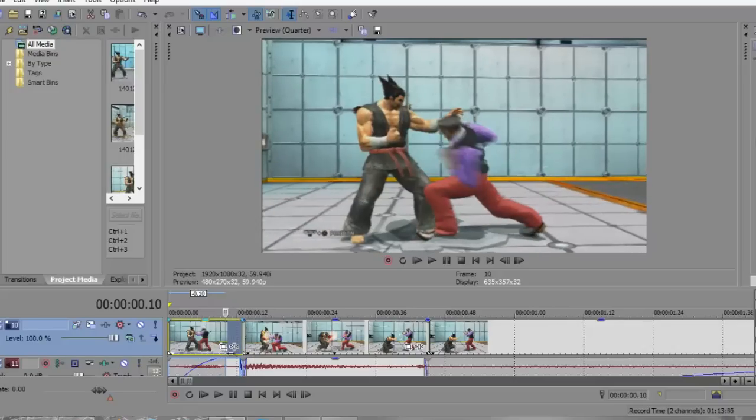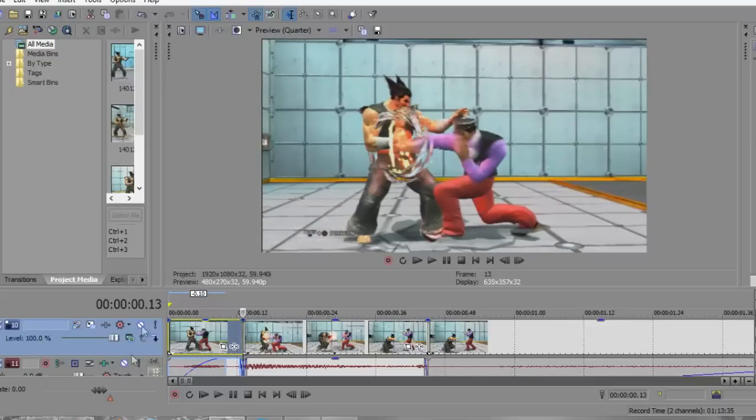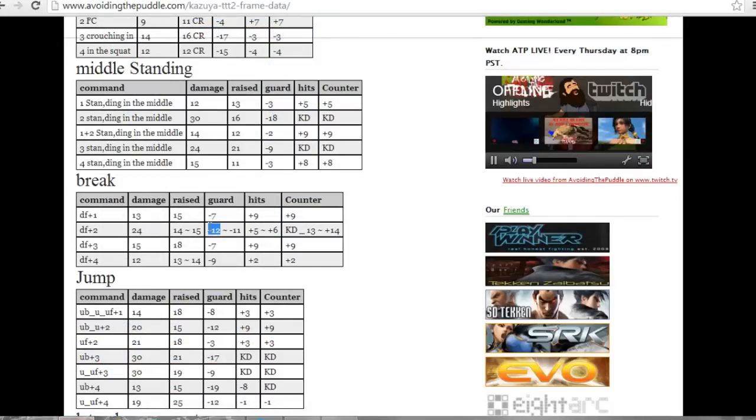The DF2 hits at 13 frames and leaves you at -12 or -11, depending how far you are from your opponent. If you hit it from a far position, you will have -11 on block, and if you hit it from a closer position, you will have -12, which means you can still save yourself by 1 frame if you hit it from the far position.